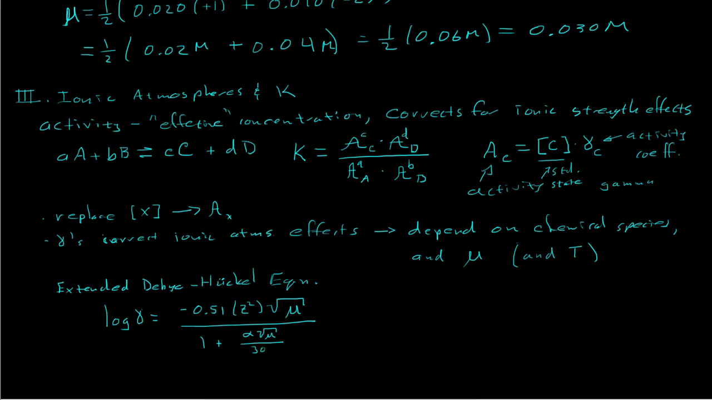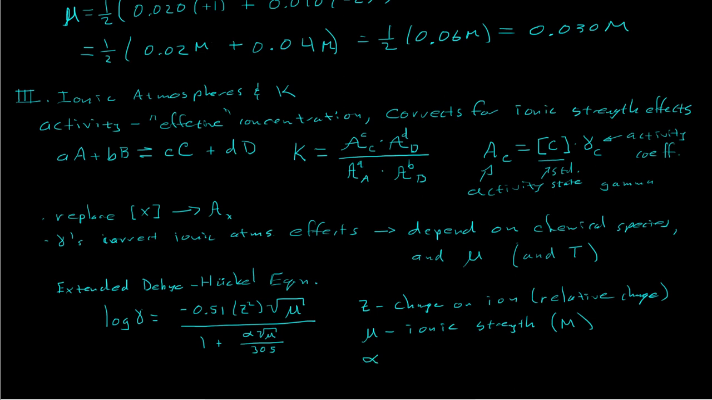This is an odd equation with weird numbers in it, like negative 0.51 and 305. But let me tell you what all these things are. Again, z is the charge on the ion. Mu is the ionic strength. The charge on the ion is what we call a relative charge, relative to the charge on a single electron. So iron 3+ would have a relative charge of +3. A sodium cation would have a relative charge of +1. So it's the charges that we're used to seeing. Ionic strength, we've already talked about, and that's going to be in units of molarity in this case.